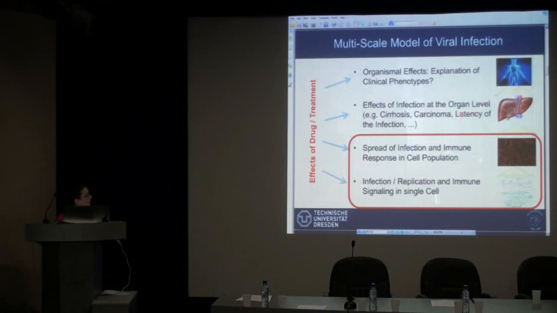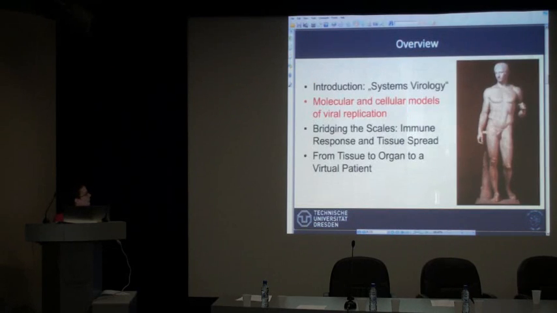And then the next step is, of course, the effects of the infection at the organ level. So, the latency of this infection, for example, the cirrhosis, and so on. And then from the organ to the clinical phenotype. What's the explanation for this? How can it be that some people show severe effects and for some it's not for years?